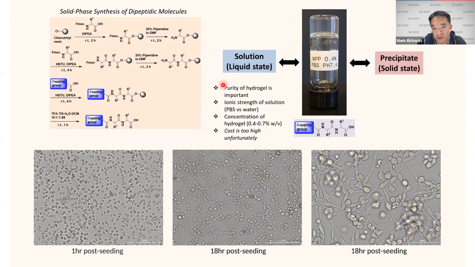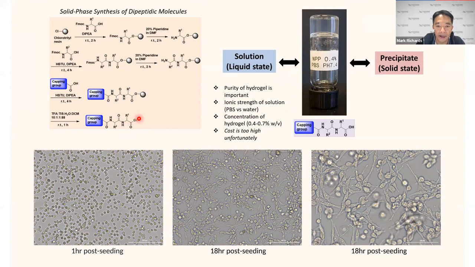Ionic strength is also important. As I mentioned, if we increase the water content, the gels will dissolve. But they do form in a standard PBS buffer, standard PBS concentration. Concentration of the hydrogel is about 0.4 to 0.7% weight per volume. But one of the major limiting factors, although the gels do perform relatively well, I must say, is that the costs of these dipeptides are actually too high, unfortunately.